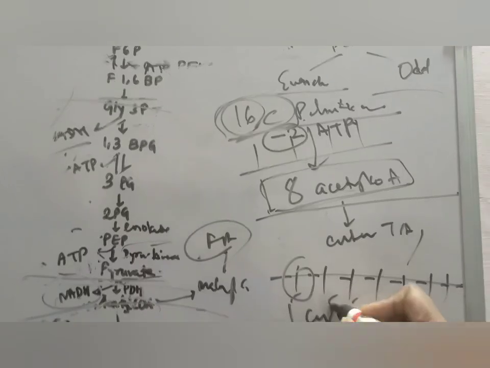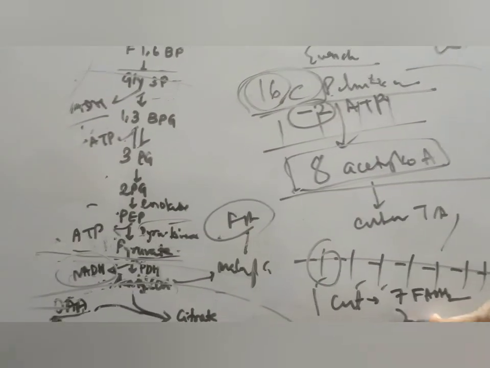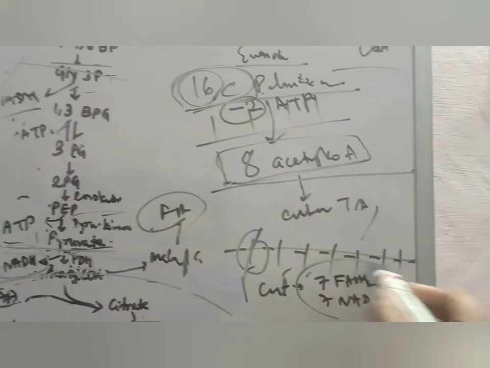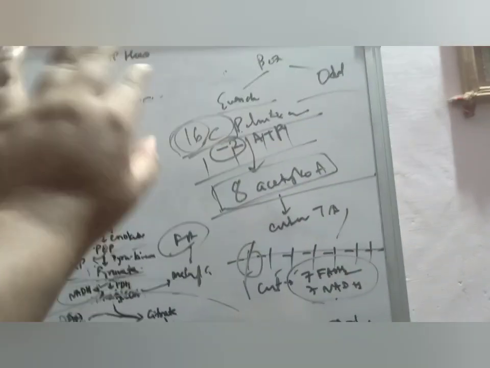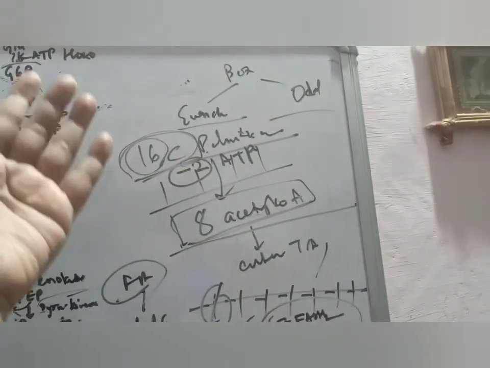So every time one cut is made, you will get FADH2 and NADH. With 7 cuts you will have 7 FADH2 and 7 NADH, and in the very beginning 2 ATP will be consumed. Whether it is 16 carbon, 18 carbon, 20 carbon, 22 carbon, anything, 2 ATP will be minus. That is fixed. It is not that if it is 32 carbon then 16 into 2, so 4 ATP. Minus 2 ATP is fixed.